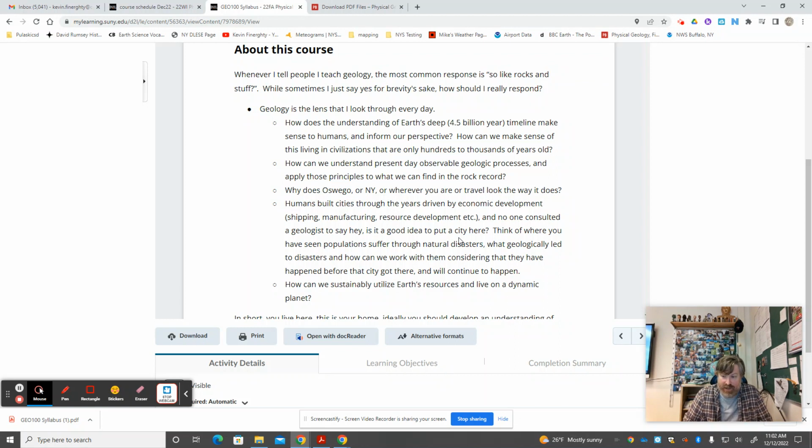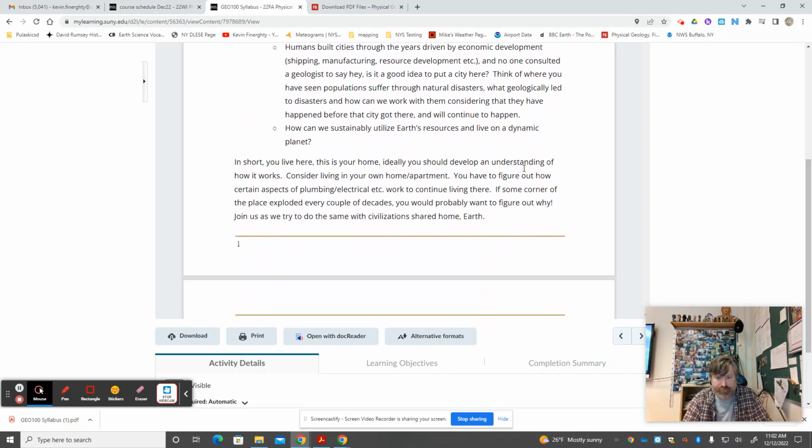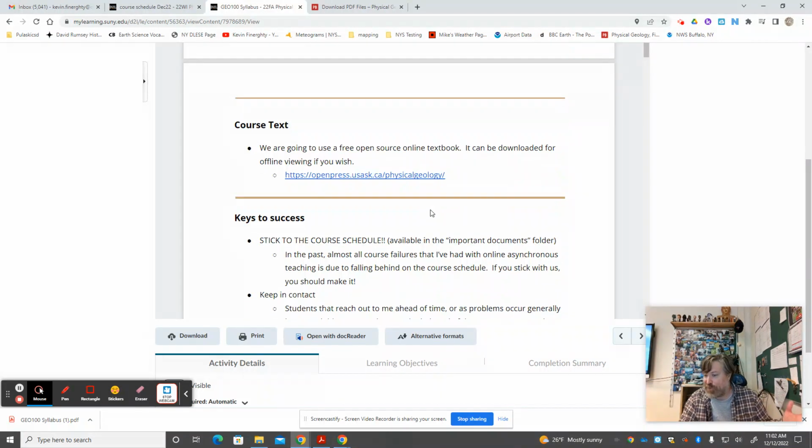Maybe we should understand how tectonics work. If you live in a house, you're going to want to understand the basics of how that house works, where the hot water comes from. If part of your house exploded every couple of years, you would probably want to get to the bottom of that, right? Well, the planet is your home. Parts of it do shake or explode or flood. So let's figure that out, right? We live here. That's the why.